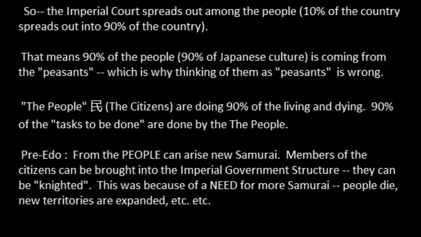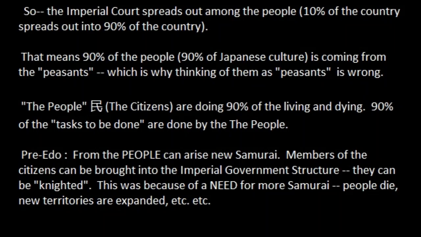So the imperial court spreads out among the people. That's 10% of the country spreading out into 90% of the country. 90% of the people, that is 90% of Japanese history and culture, is coming from the quote-unquote peasants, which again is why I say thinking of them as peasants is wrong. It's bad. It's ineffective for actually navigating the history. You should really call them the citizens, the people, the citizens.